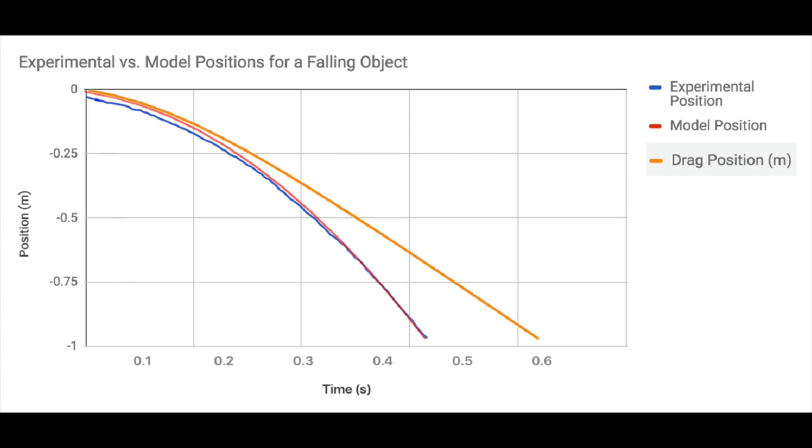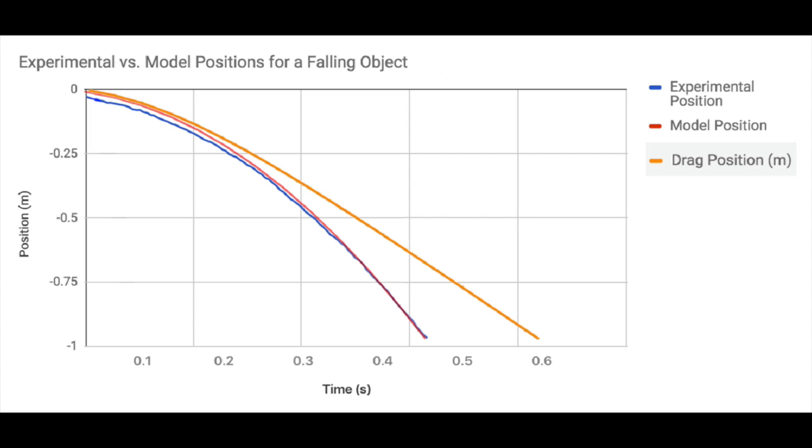This is what we get when we add the drag position data to the graph that we discussed earlier with the experimental and model positions. It is clear that the model that does not include the drag force matches the ball's motion most accurately. It could be that the equation we used to calculate the drag force was incompatible with this specific situation. However, the position values don't tell us the whole story of the ball's motion.